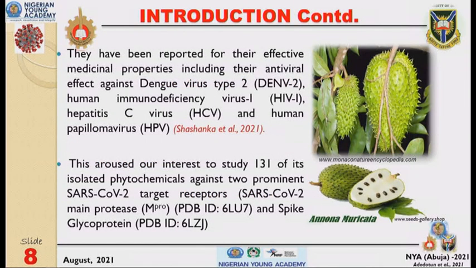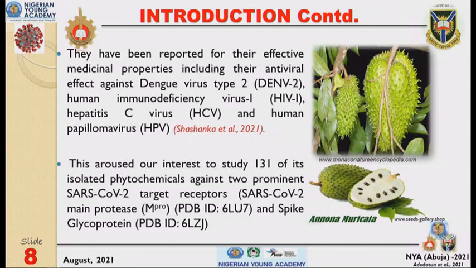It has shown in many researches conducted by people that this particular plant has many biological effects, and it has been reported so far. This aroused our interest to study 131 of these isolated phytonutrients via computational approach to see if they can interact with two important target receptors. The first one is the popular SARS-CoV-2 main protease, and the spike protein that is responsible for the penetration of this virus into the body of the host.